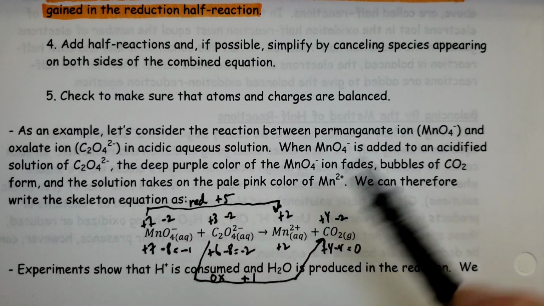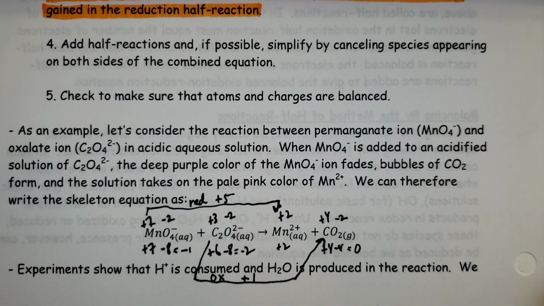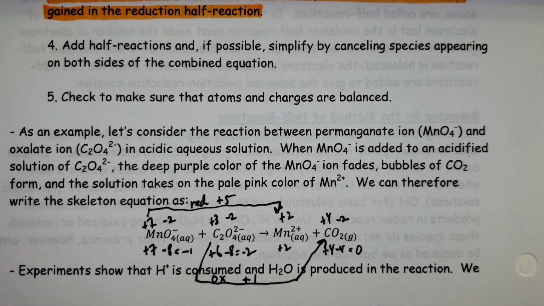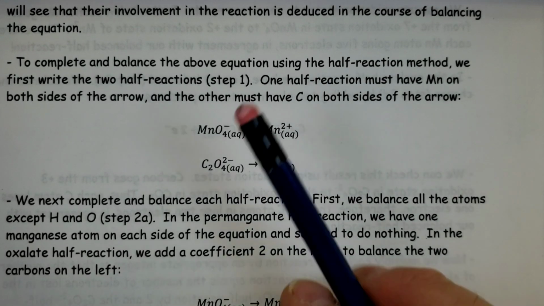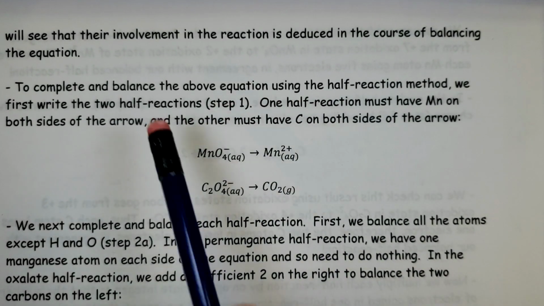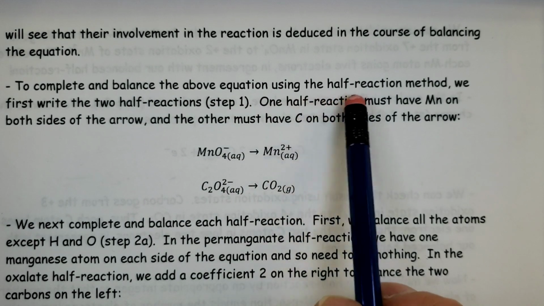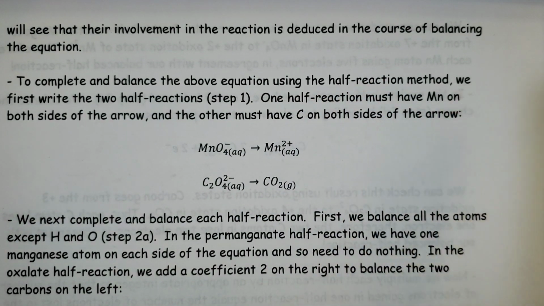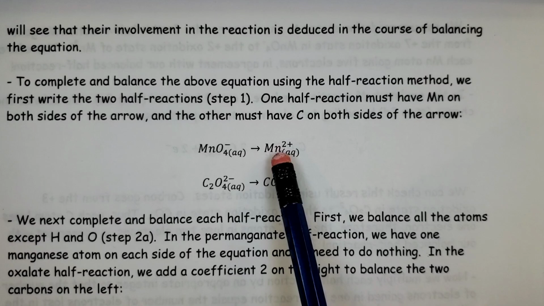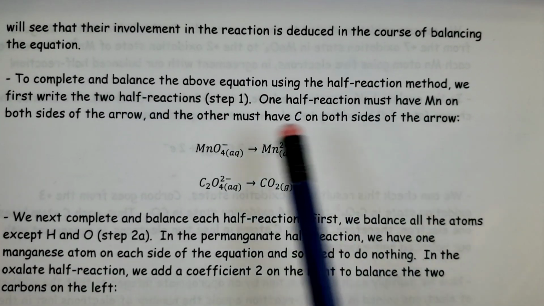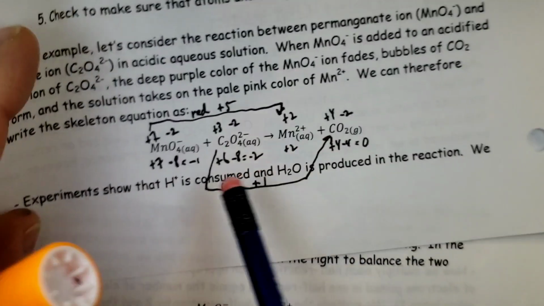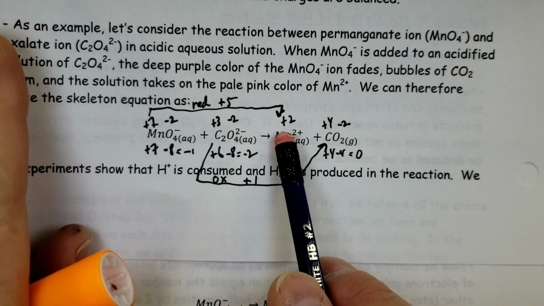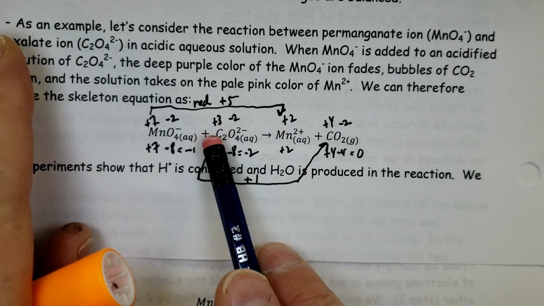Experiments show that H+ is consumed and H2O is produced in the reaction. Okay, so we can go from there and then see what's going to happen. So their involvement in the reaction is deduced in the course of balancing the equation. To complete and balance the above equation using the half reaction method, we first write the two half reactions. Step 1, one half reaction must have the Mn on both sides of the arrow, and the other one must have C. So we know that Mn going to this Mn needs to be one reaction, and this C going to this C needs to be the other reaction.